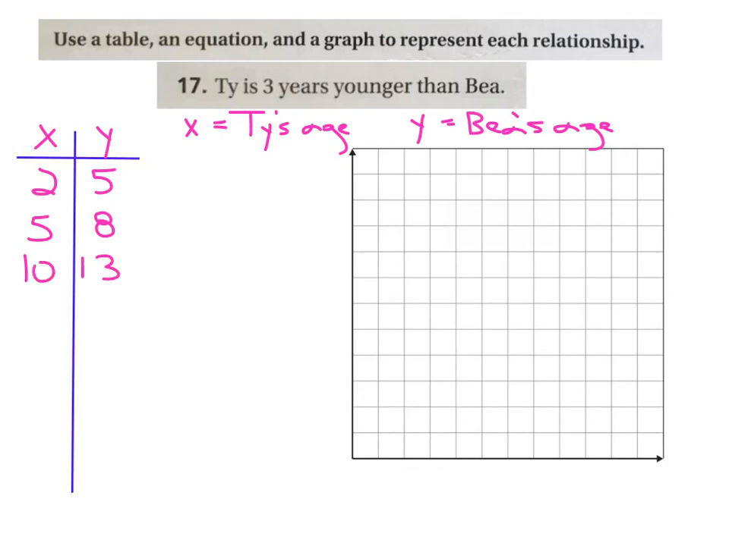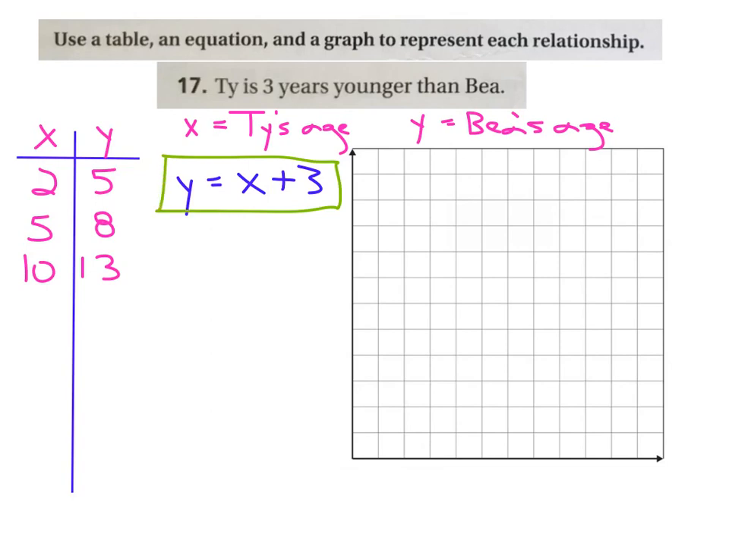Ty's 3 years younger, so you can write it like this. You can say her age is equal to his age, Ty's age, x. What do we have to do to his age? He's 3 years younger, so we need to take his age and add 3 onto it in order to find out what her age is. Okay, that's then an equation, which I'm going to, by the way, put a box around, because that's one of the answers that we need.